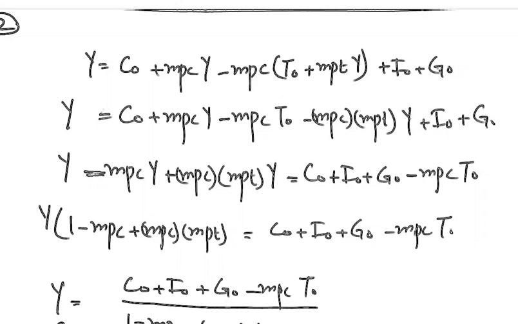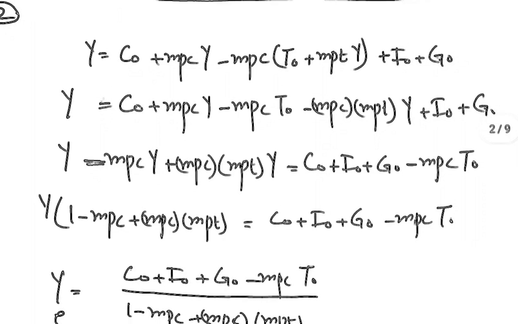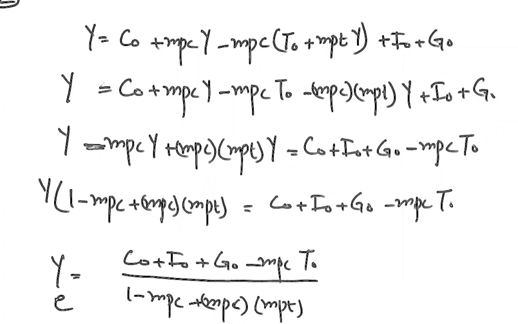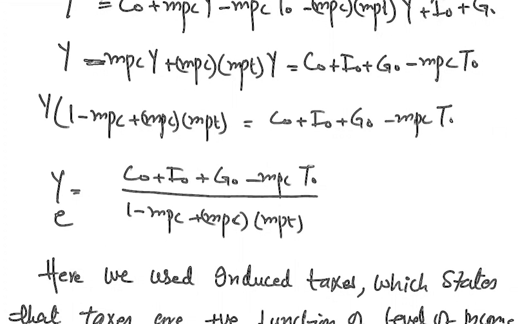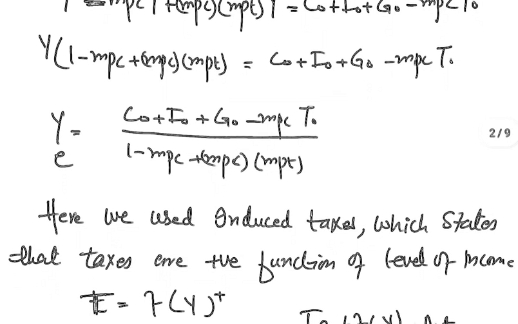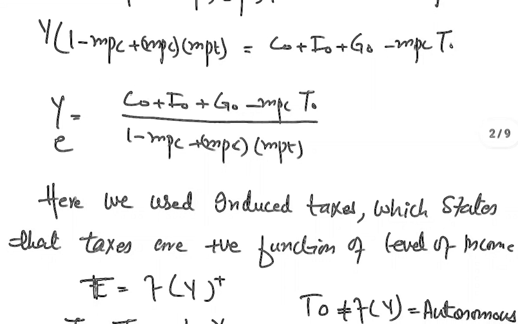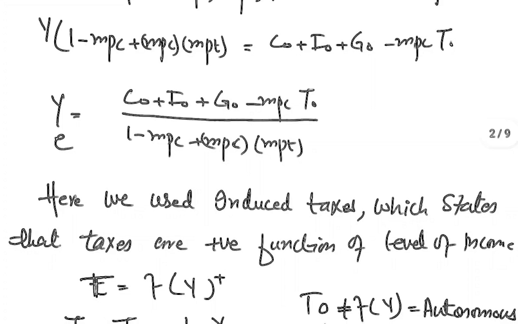Now from the left hand side we can take Y in common, and the equation will become Y into (1 minus MPC plus MPC into t) is equal to C naught plus I naught plus G naught minus MPC T naught. And the national income equilibrium will become, by dividing the right hand side by 1 minus MPC plus MPC into t, Ye is equal to C naught plus I naught plus G naught minus MPC T naught divided by 1 minus MPC plus MPC into t.